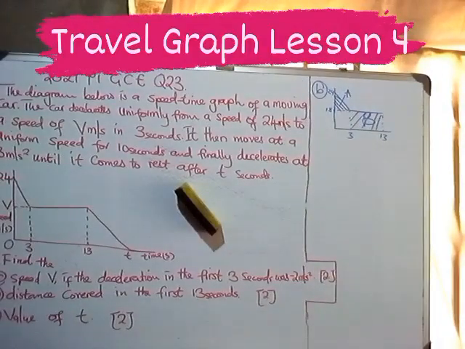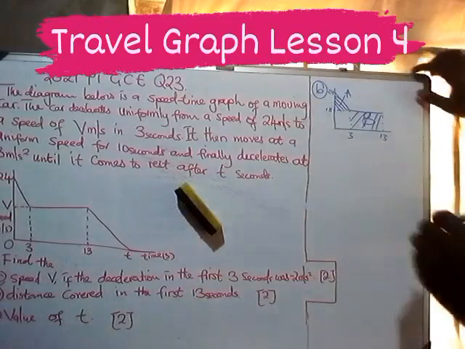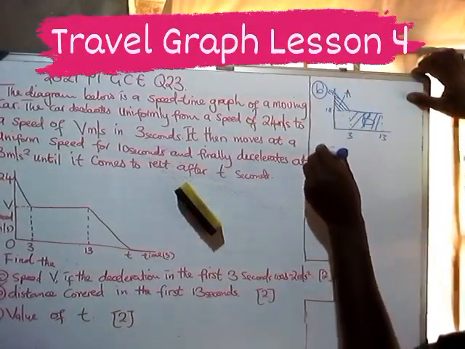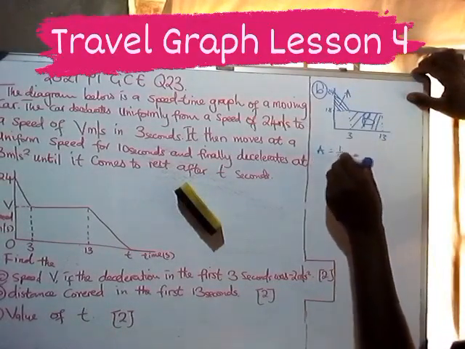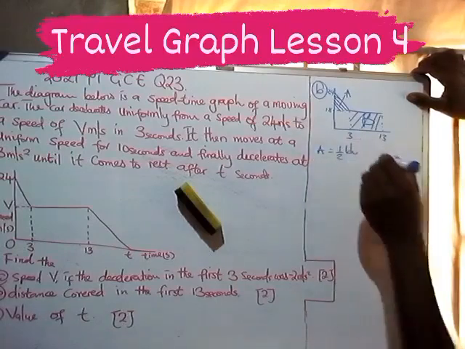I don't know if it's visible. Yes, it is visible. So we are going to say the area of the first part, which is the triangle, we're going to say A equals half base times height.